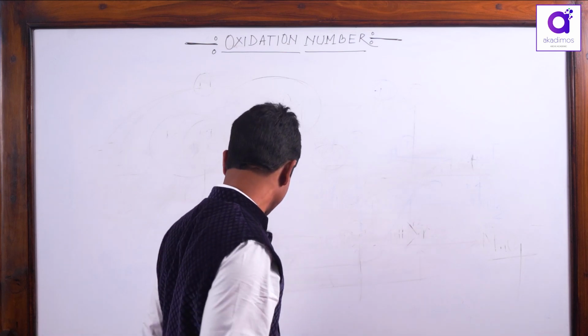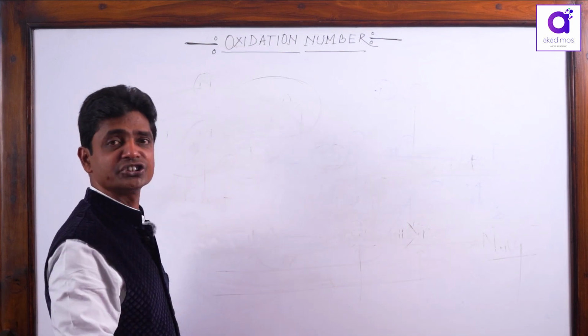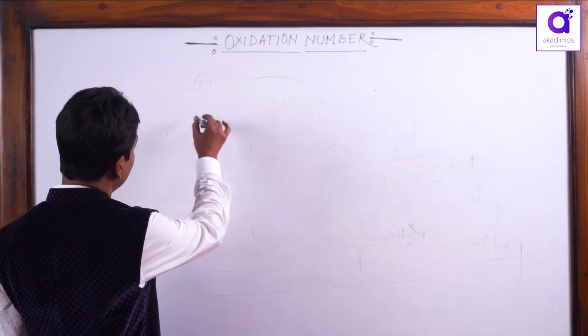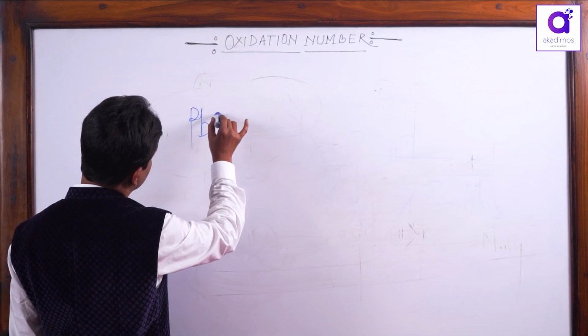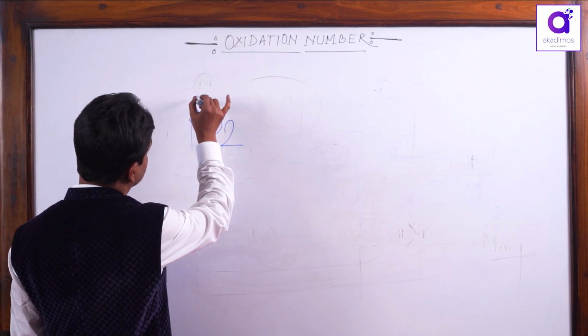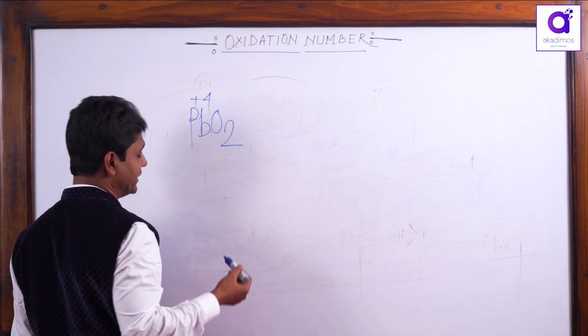Remember this. One of the parts is oxidation number. PbO2. Here the oxidation number of lead is +4.